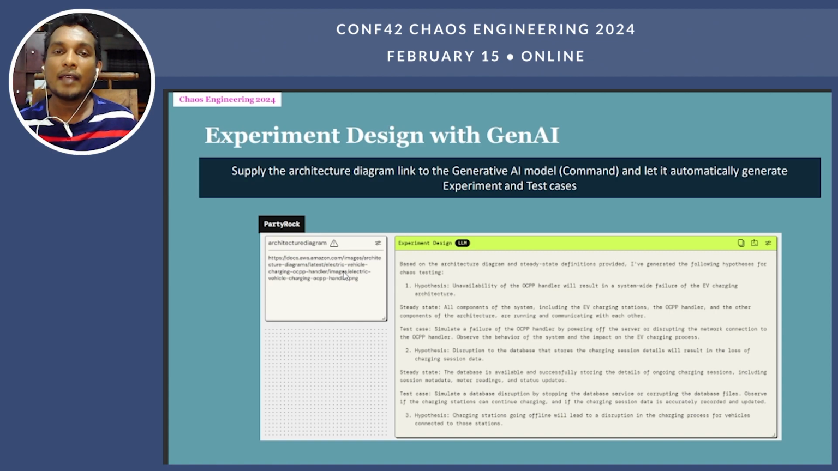Again, as I discussed, I'm giving the architecture diagram and just asking generative AI to come up with the experiments. As you can see, it's able to come up with the hypothesis and steady state, and even list the test case. Here it says, test case: simulate a failure of the OCPP handler by powering off the server or disrupting the network connection to the OCPP handler. Observe the behavior of the system and the impact on the EV charging process. Another test case: simulate a database disruption by stopping the database service or corrupting the database files. Observe if the charging stations can continue charging and if the charging session data is accurately recorded and updated. Likewise, generative AI is able to smartly come up with these experiments. This is helping us massively to cut down human involvement.